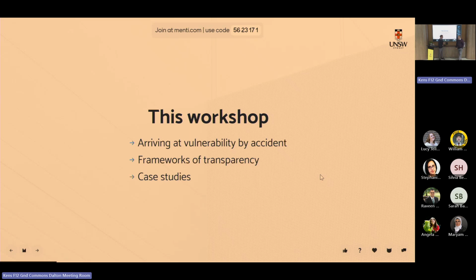We're going to go through three main themes here. We're going to look at how we arrived at vulnerability and transparency as principles or themes in our teaching that we weren't aware of but were present. We're going to talk about the frameworks that we constructed for ourselves and read about that helped us understand what that looked like in practice. And we're going to give some case studies, and we're going to solicit some from everyone.